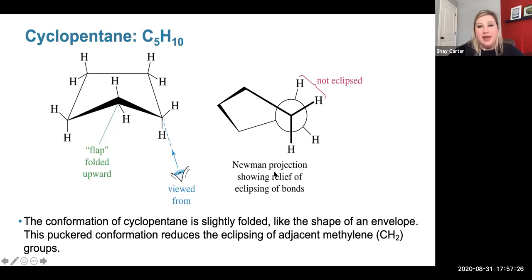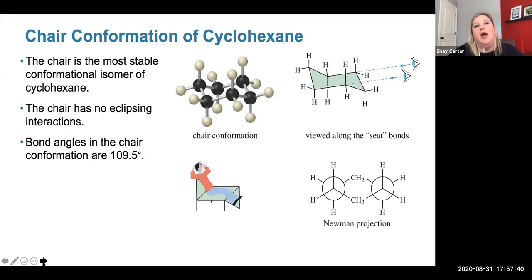And again, that causes these side hydrogens, so if we look down this bond angle right here, it causes the side hydrogens to not be eclipsed, which relieves that torsional strain from those eclipsing bonds. Okay, so we're really going to focus in on cyclohexane now and the conformations of cyclohexane.